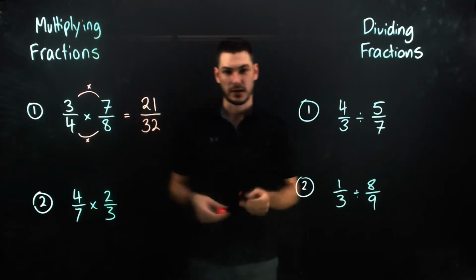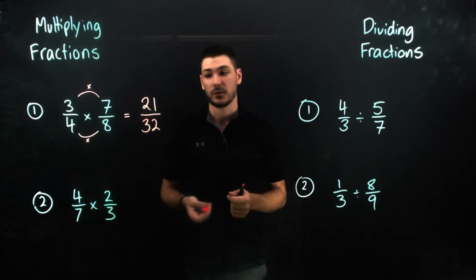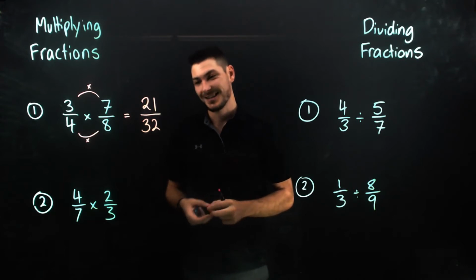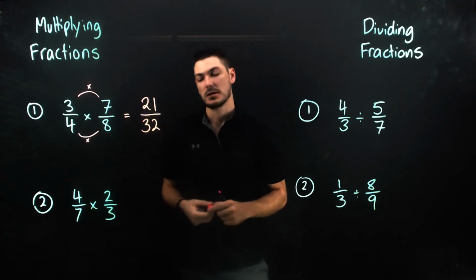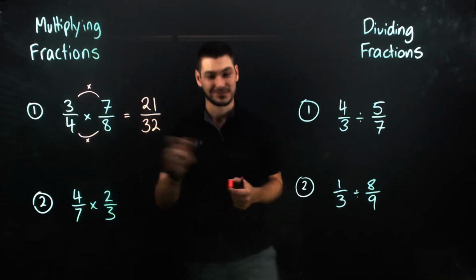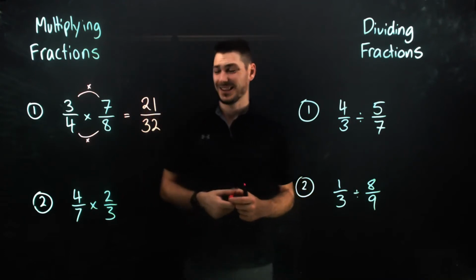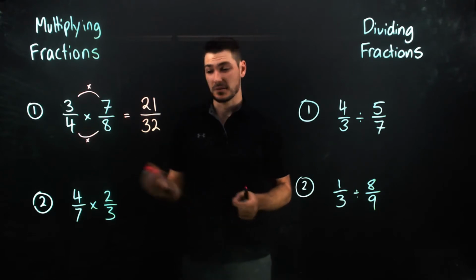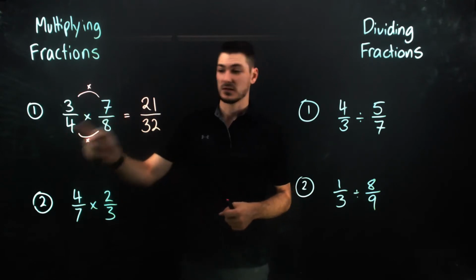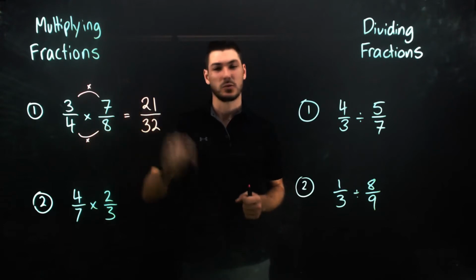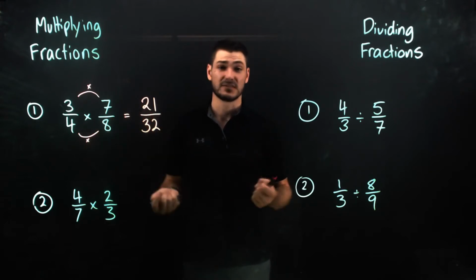Now I better check if there's a common factor in both of these. I see that 3 goes into 21, but 3 doesn't go into 32. 7 goes into 21, but doesn't go into 32. And I think that's about it. So that's about as simplified as that fraction gets, and hence 3 over 4 times 7 over 8 is 21 over 32. It's just that easy.